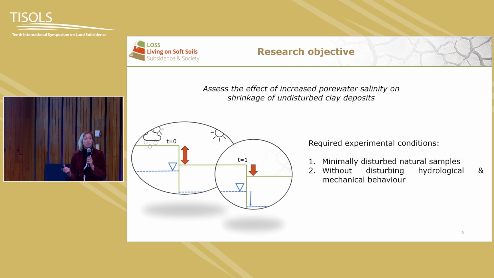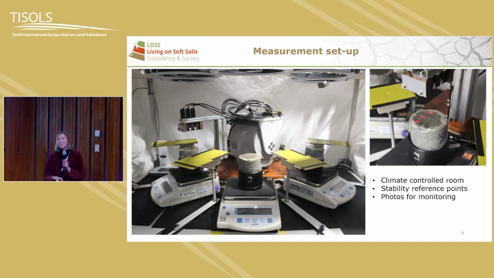Does this increased pore water salinity affect the reversible or irreversible shrinkage and land subsidence? And as we do not want to do this in a field, we do not want to salinize a complete field, we decided on a lab setup, and for that we needed minimally disturbed natural samples to be able to make predictions about the field. But we also didn't want to disturb the mechanical or hydrological behavior of the samples. And we could not find a setup that was complying with these requirements. So we made one. And this is what it looks like.